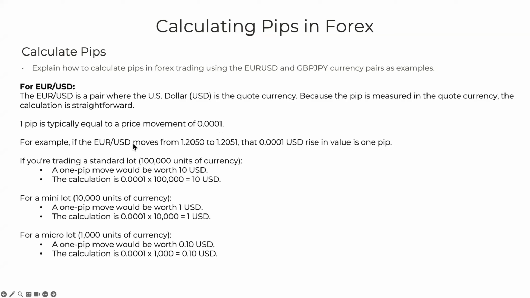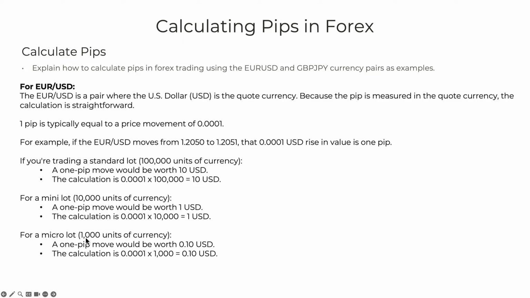For example, if the EUR USD moves from 1.2050 to 1.2051, that's a 1 pip movement up. That's $1 US in price movement if we did a mini lot. If we're trading a standard lot, like we said before, 100,000 units of currency, a 1 pip move would be worth $10. The calculation is 0.0001 times 100,000. For a mini lot, same thing. We're moving 10,000 units of currency, so a 1 pip move would be worth $1. The calculation is 0.0001 times 10,000. And then you have a micro lot, the smallest lot.